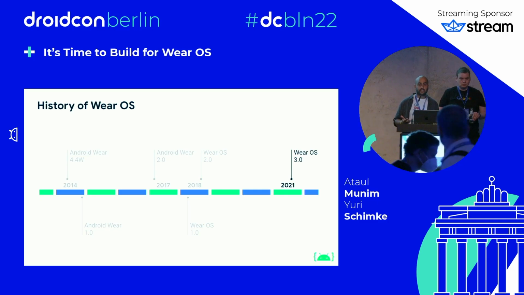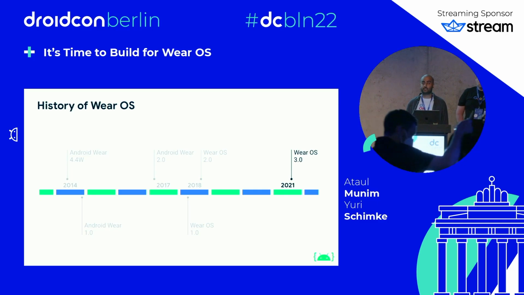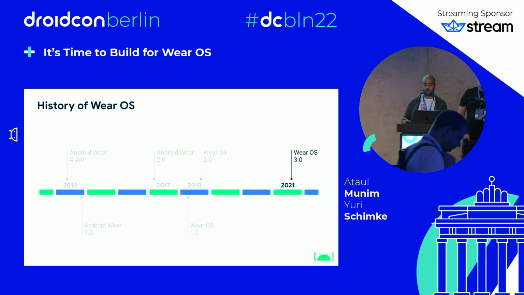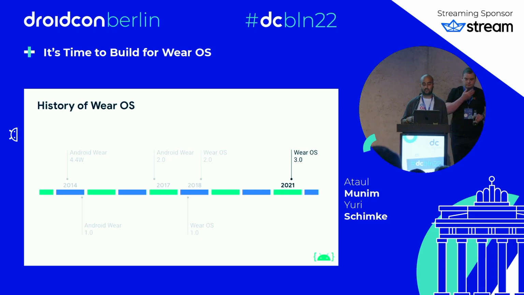So the newest iteration of Wear OS was developed in partnership with Samsung. Wear OS 3 powers the Samsung Galaxy Watch 4 series, and later this year it will be available on the Pixel Watch, which was announced at Google I/O earlier this year, as well as becoming available as an update to select devices running Wear 2 at the moment.